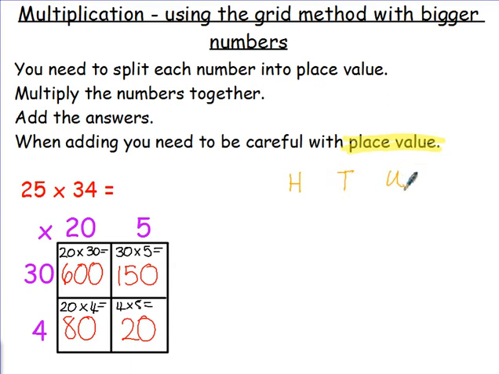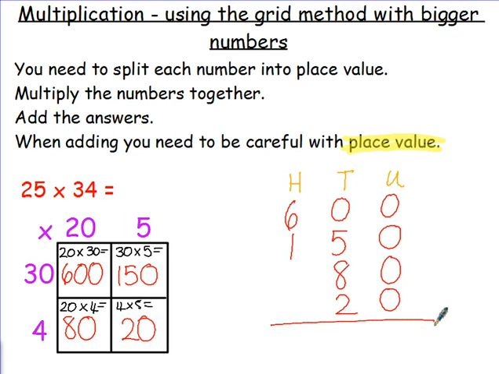Now I'm going to start putting my numbers in. So I've got 600, 150, 80 and 20. This is now my add. First step, look at my units column. All zeros, so 0 at the bottom. If I look at my tens column, I've got 5 tens, 8 tens and 2 tens.